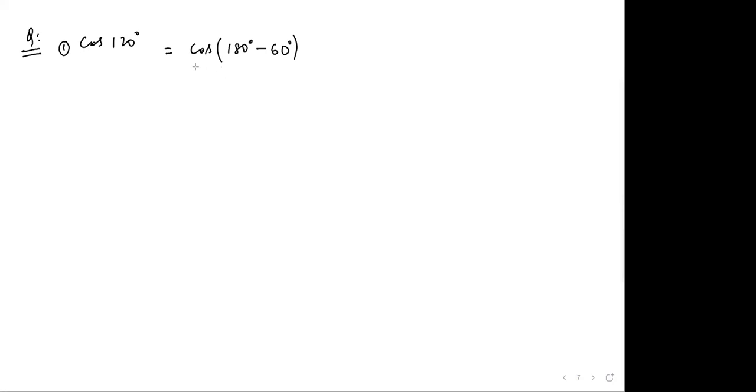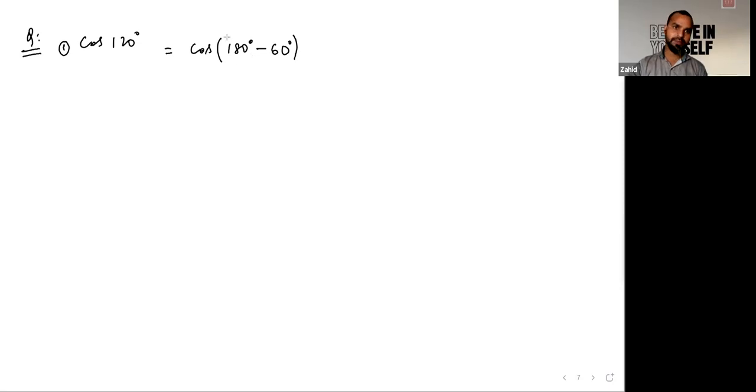Suppose you have to calculate cos of 120 degree. For any numerical value, first of all, try to write it closest to its horizontal line. So 120 degree is closer to 180 degree as compared to 360 degree. It is more closer to 180 degree. So you can write this term as cos of 180 degree minus 60 degree. Is it clear? Reza? Yes, sir. Is it clear how to define 120 degree with respect to 180 degree?